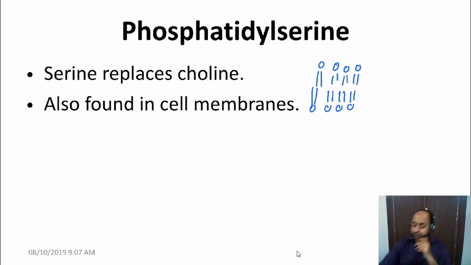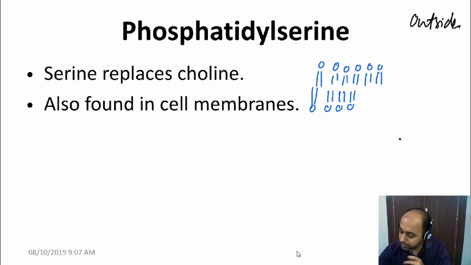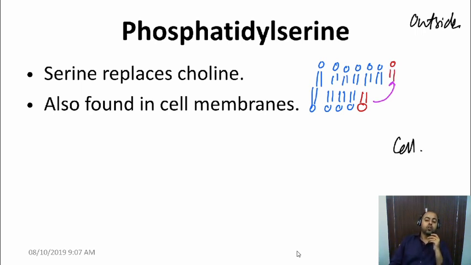So what happens normally? This is, let's say, outside, and this is the inside of the cell. Normally the phosphatidylserine is present on the inner aspect of the cell membrane, but when a cell is about to undergo apoptosis, at that time this phosphatidylserine will flip to the outside, and now it is projecting on the outside.